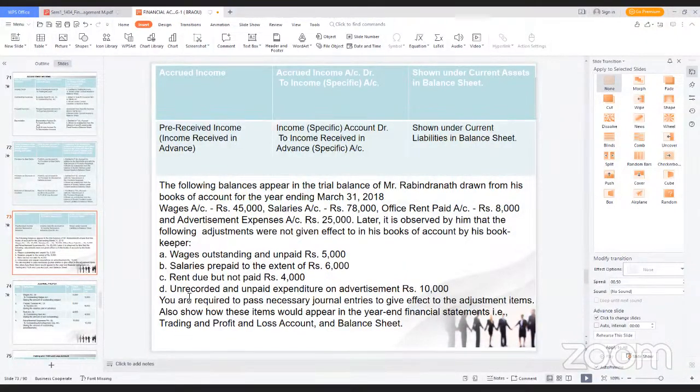So here what you have to do, you are required to pass the necessary general entries to give effect to the adjustment items, and also show how these items would appear in the year-ending financial statements, that is trading account, profit and loss account, and the balance sheet. In this, first you have to show the general entries. Then the same thing, how you will be posting in the P&L account, the trading account and the balance sheet. We'll see.